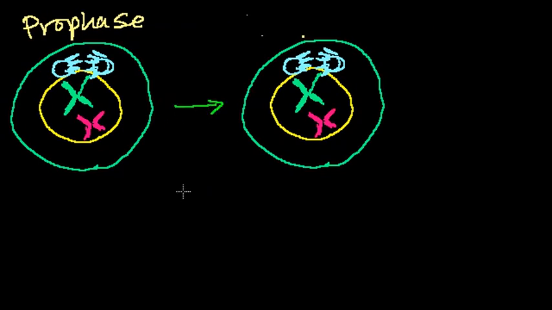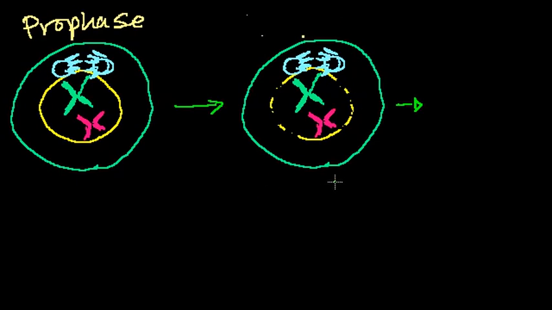The nuclear envelope actually starts to disassemble. So this starts to dissolve and disassemble. And then these things start to grow and attach themselves to the centromere. This is all during prophase. And since all of this happens during the latter part of prophase, sometimes they'll call it late prophase. Sometimes it'll be called prometaphase.